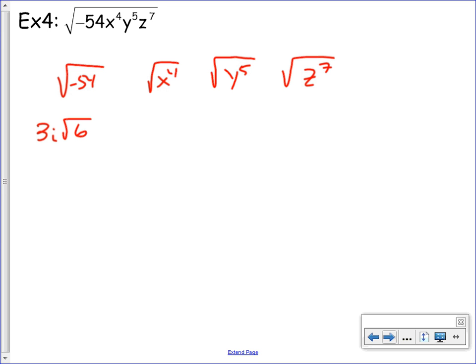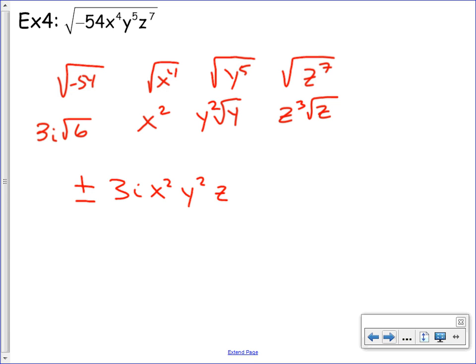How many times does 2 go into 4? Twice. So this is just x squared. The other one is y squared root y, because there's 1 left over. How many times does 2 go into 7? 3 with 1 left over, so z cubed root z. Since it's a square root, you do have to have the plus or minus in front. Everything on the outside is 3i x squared y squared z cubed root 6yz.